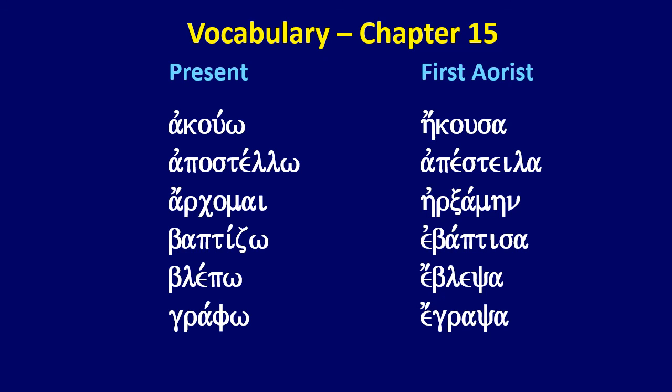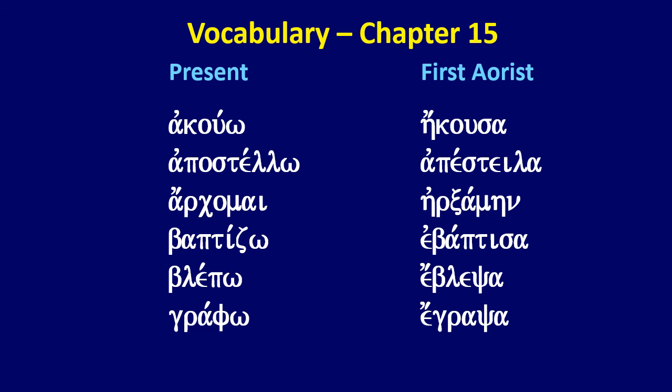The present active indicative first person singular form, akuo. And then the first aorist active first person singular form of that same word would be ekusa. You see that the eta that prefixes ekusa is simply the augment, and the alpha for the present tense has been elongated with temporal augment into the longer form of eta. You also see the sigma in the word ekusa, and so the sigma is your tense sign that this is not future tense, it's an aorist tense.